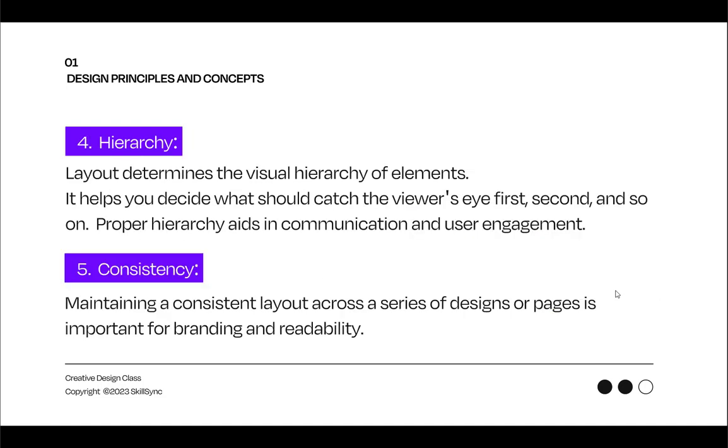Number four, hierarchy. Layout determines the visual hierarchy of elements. It helps you decide what should catch the viewer's eye first, second, and so on. Proper hierarchy aids in communication and user engagement. Number five, consistency. Maintaining a consistent layout across a series of designs or pages is important for branding and readability.